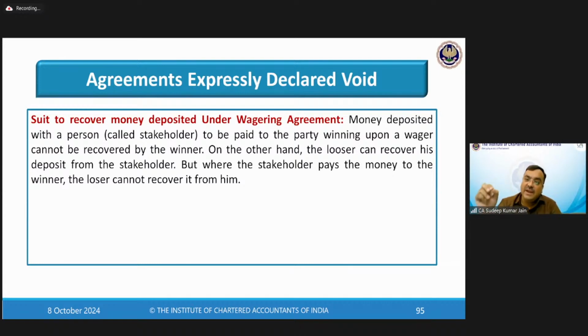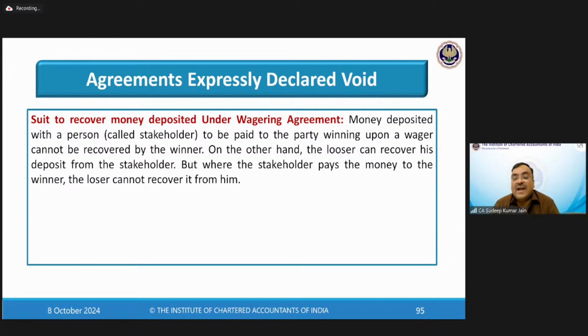The contract of A with C and B with C is perfectly valid because there is no wagering transaction in this type of contract. They are giving holding charges, right? The winner of the bet will give the holding charges to C. Now what happened? Please listen carefully. A has won the bet. A has won the bet. Now A can recover only rupees 90 from C, not 190.